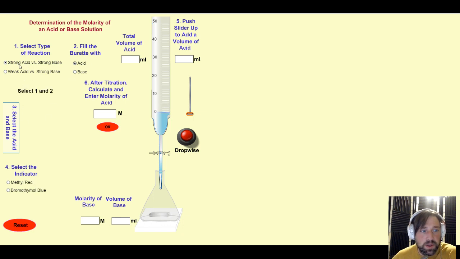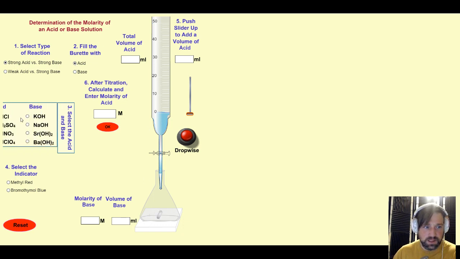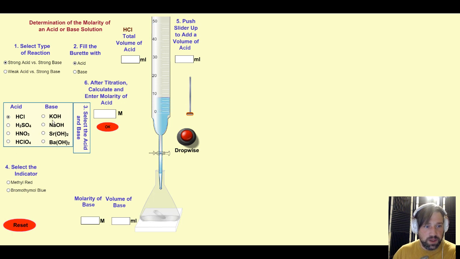So what I want you to do is fill this up, or follow along. So first thing is select type of reaction, strong acid, strong base. We're only going to worry about strong acid, strong bases right now when we do calculations. And you're going to fill the beaker up with acid. Select acids. First one I want you to do is the standard HCl NaOH.